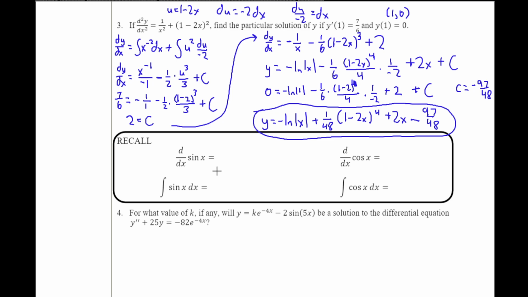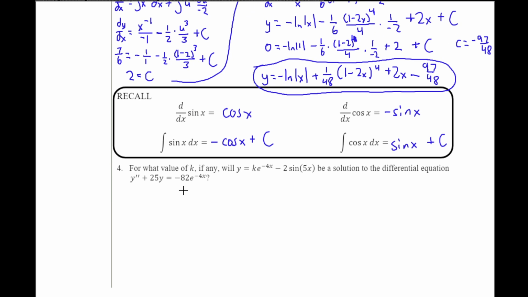So, to recall, the derivative of sine x is cosine x. However, the integral of sine x is going to be negative cosine of x plus c, because the derivative of cosine x is negative sine x. The integral of cosine x is positive sine x plus c, because if you take the derivative of sine x, you get cosine x. If you take the derivative of negative cosine x, you get negative negative sine x, which is a positive sine x. This is something that students are easily confused with, so make sure you do not accidentally get these wrong.